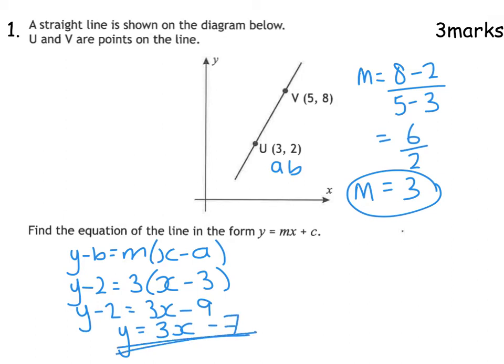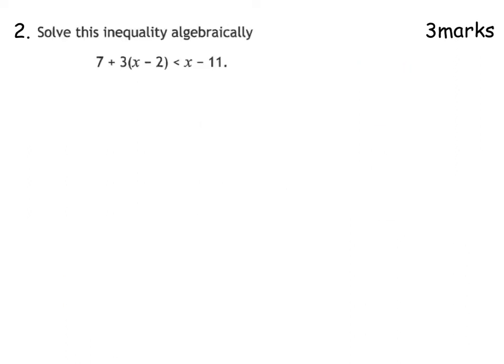Okay, and that's a 3-mark question, kind of standard. One for your gradient, one for substituting correctly, and one for rearranging and finding out that your c is minus 7. Our next question is a little inequality.